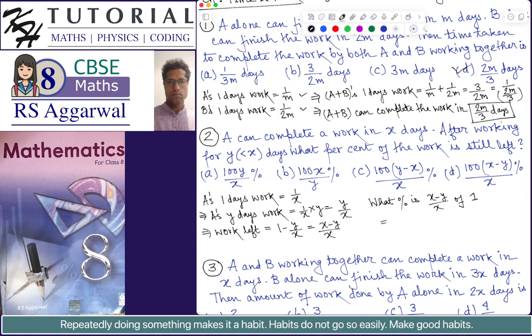So it will be simply X minus Y by X multiplied by 100%. This is equal to 100 multiplied by X minus Y divided by X percent. So 100 multiplied by X minus Y divided by X is the answer. The correct choice is D.